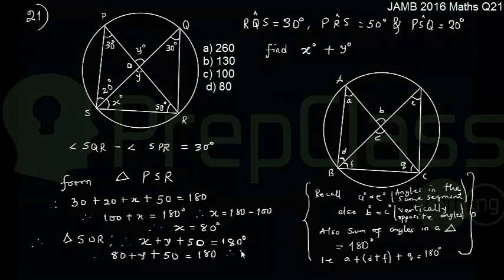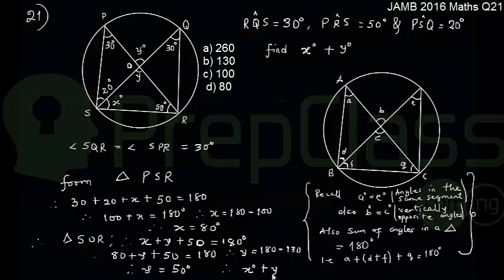Therefore y is equal to 180 minus the sum of 80 and 50, which is 130 degrees. So y is equal to 180 degrees minus 130 degrees, which gives 50 degrees. Therefore x degrees plus y degrees is equal to 80 degrees plus 50 degrees, which is 130 degrees. Scanning through the options, that corresponds to option B.